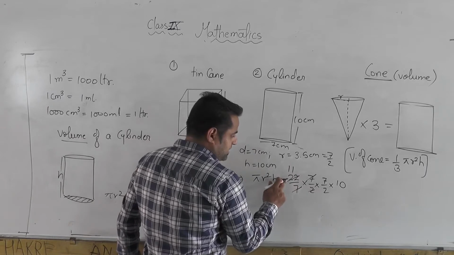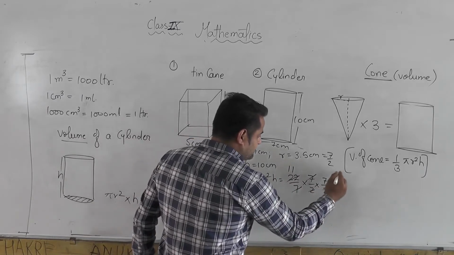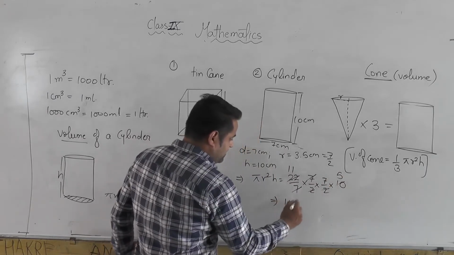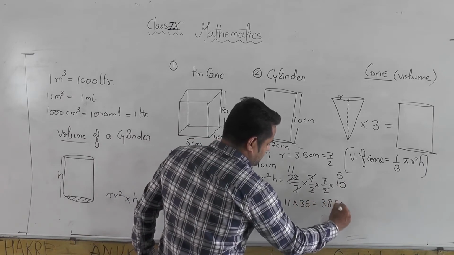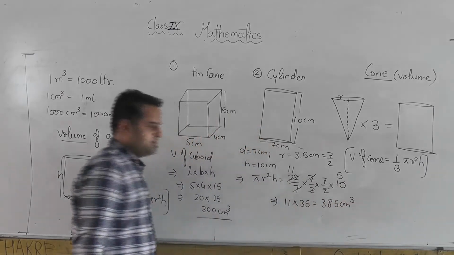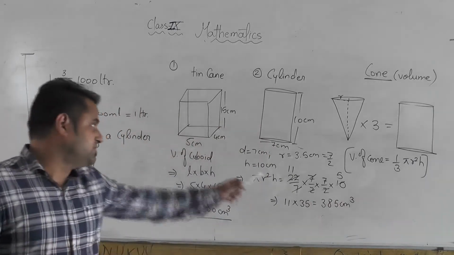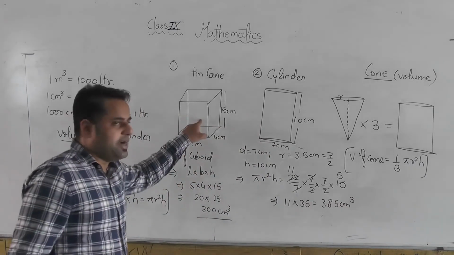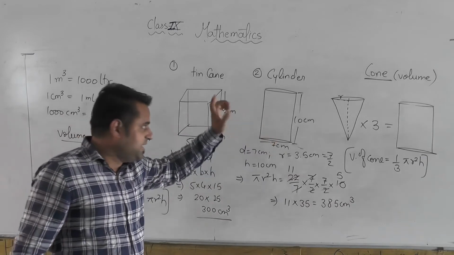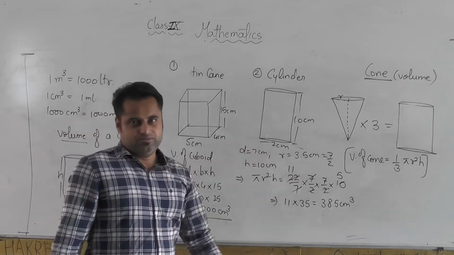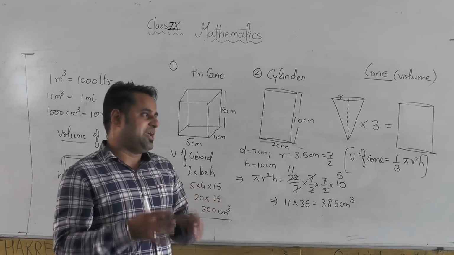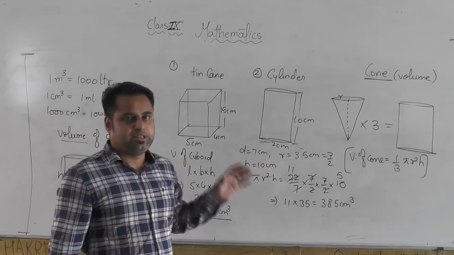From 2 we can cancel this 22, and from 2 this 10 will get cancelled. 11 into 7 5s are 35. If you multiply 385, centimeter cube volume is got. Now see the difference. It is having more height, it is having less height, but it can store more because it is cylindrical. A cylindrical base can cover more area than the rectangle.